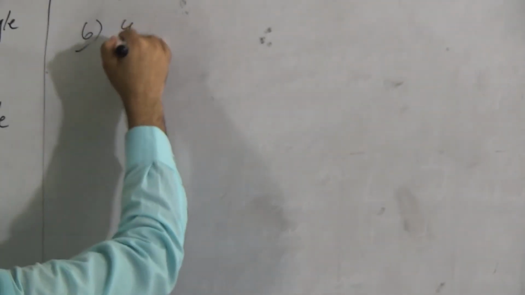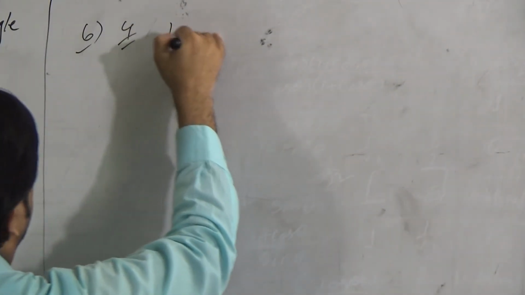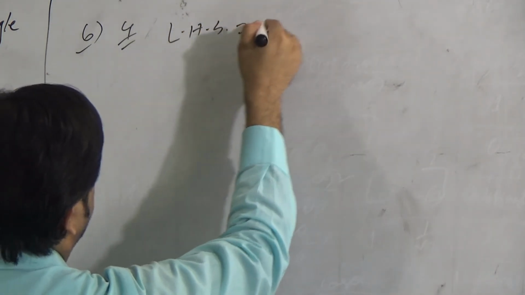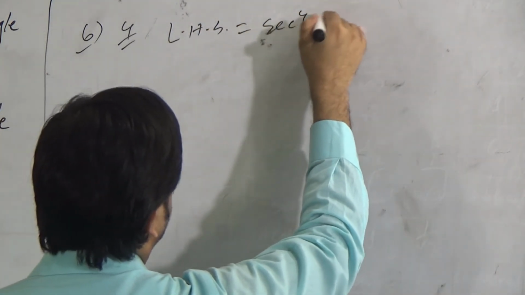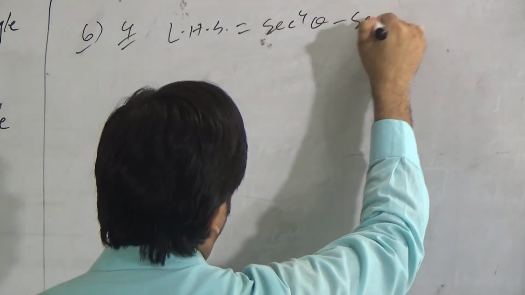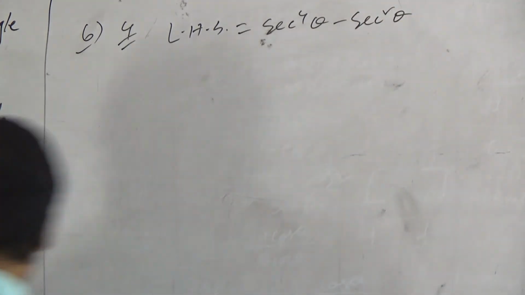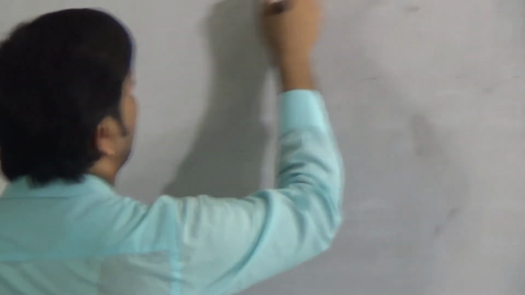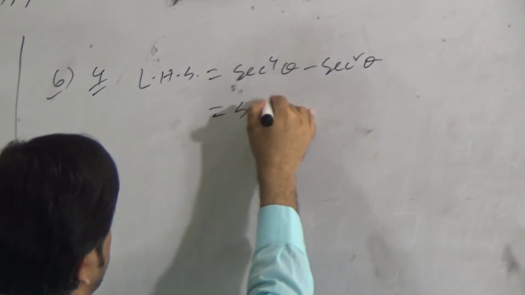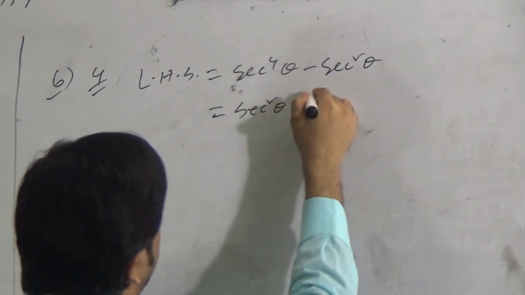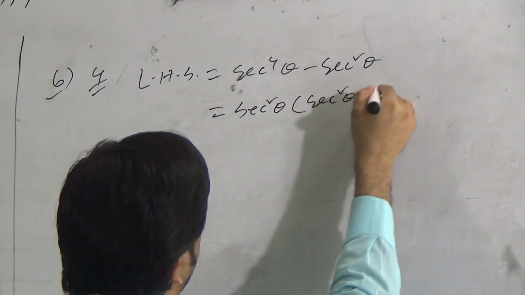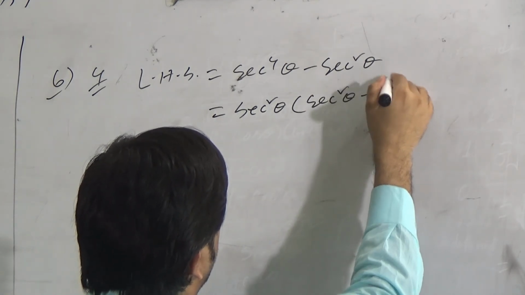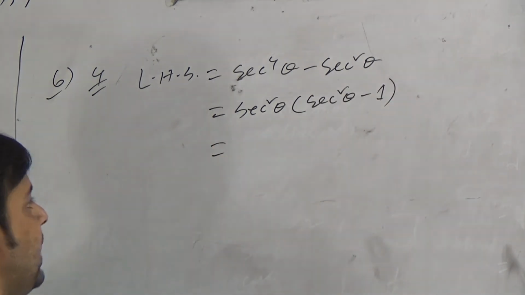Six four. So we can write here, left hand side is sec to the power 4 theta minus sec square theta. We need to show that this is equal to tan to the power 4 theta plus tan square theta. So we can take sec square theta as common. So here will be sec square theta into sec square theta minus 1.